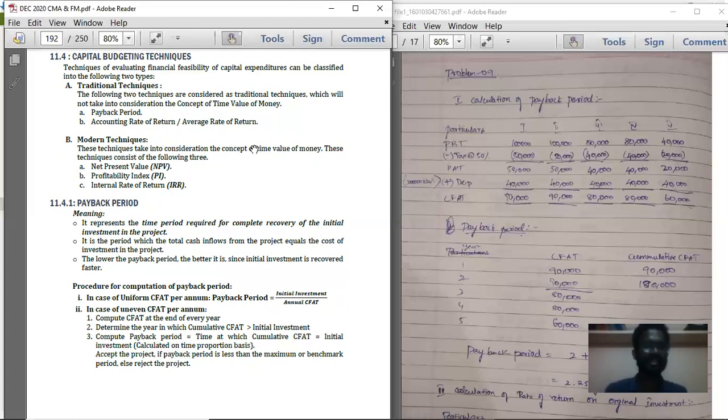Traditional techniques, you don't have to do any calculations using that. You can, just by seeing the question itself, without even a calculator, tell the answer for traditional techniques. Whereas for these modern techniques, you have to do a huge amount of calculations.